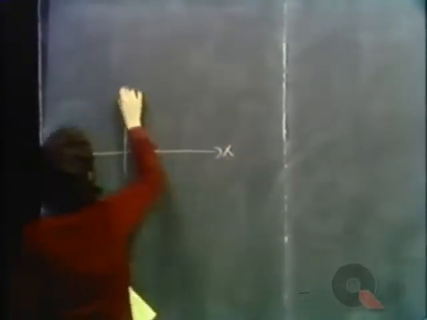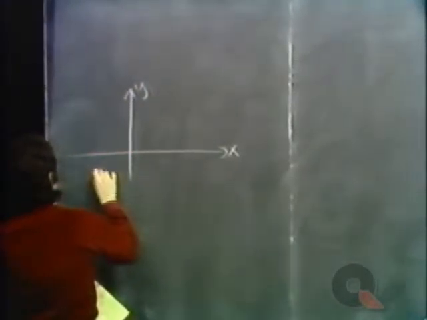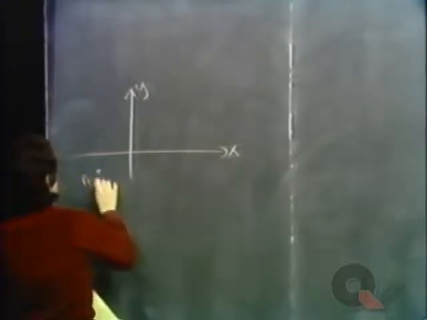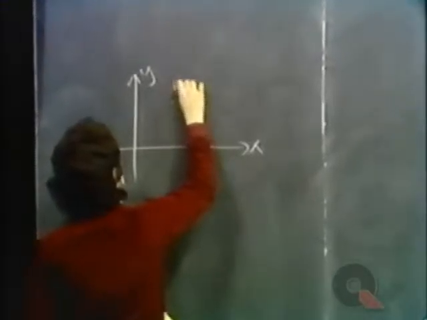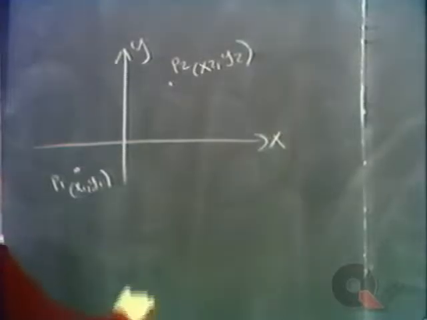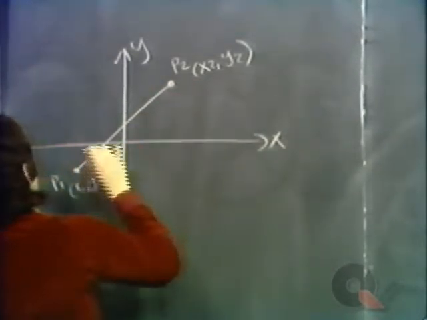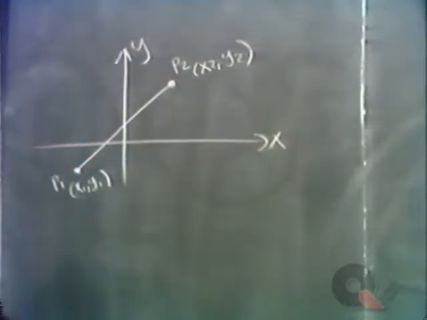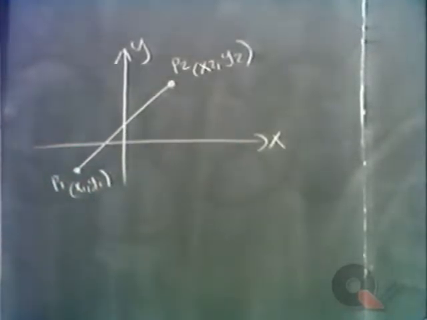Let's say we have a line segment connecting 2 points, P1 with coordinates x1, y1, and P2 with coordinates x2, y2. I am interested in determining the midpoint of this line segment, and also the distance between these 2 points, P1 and P2, or the length of the line segment.